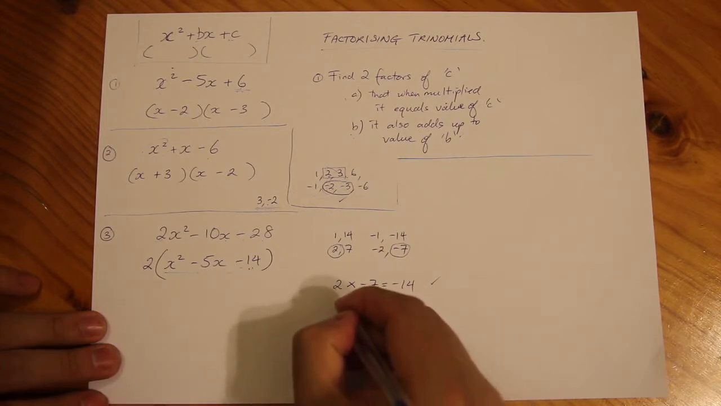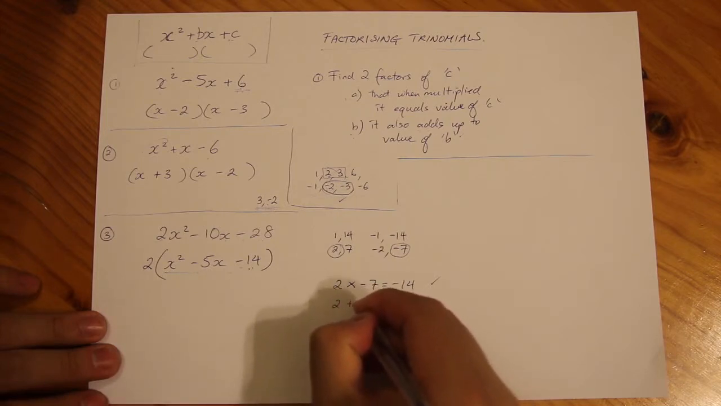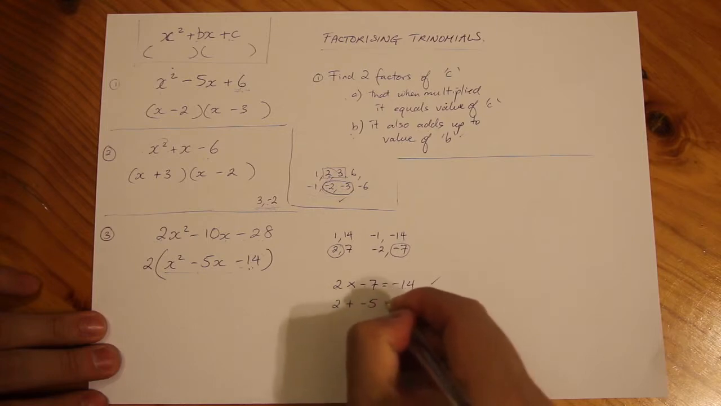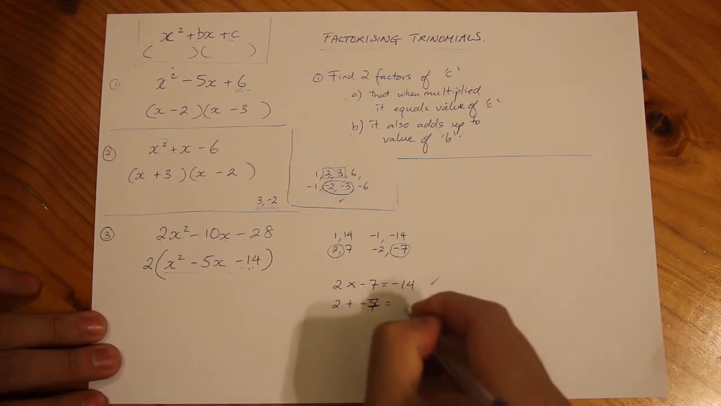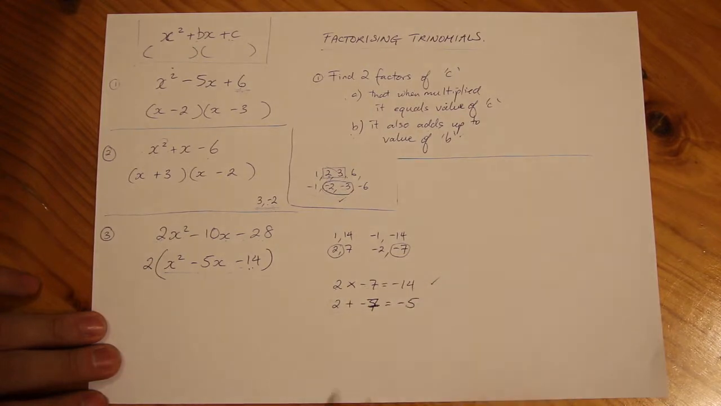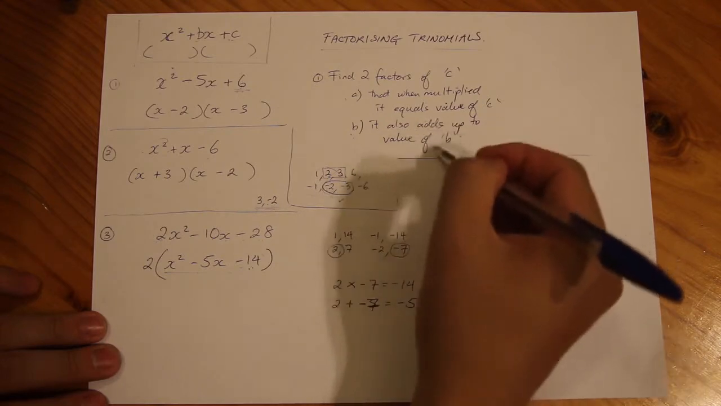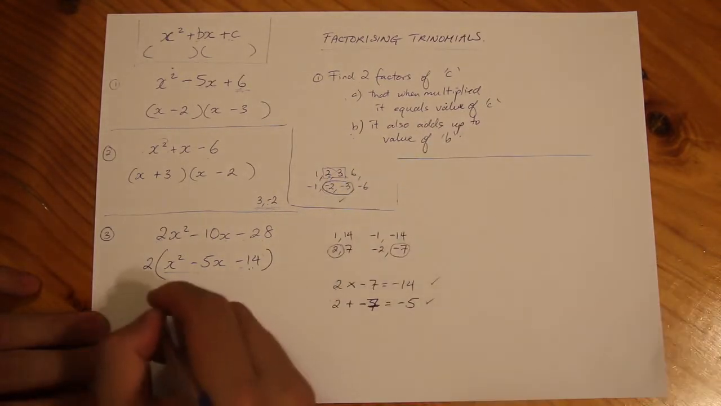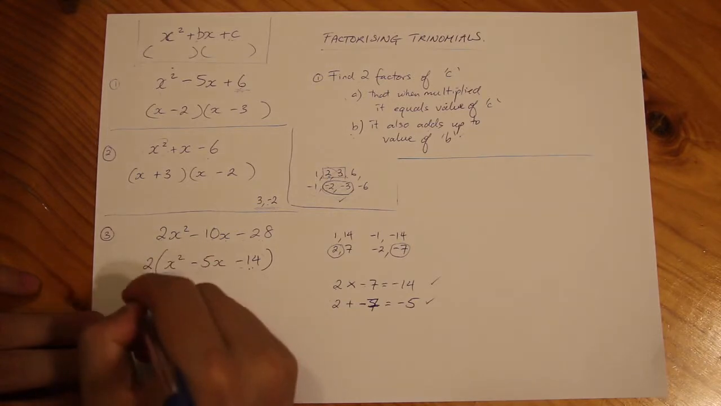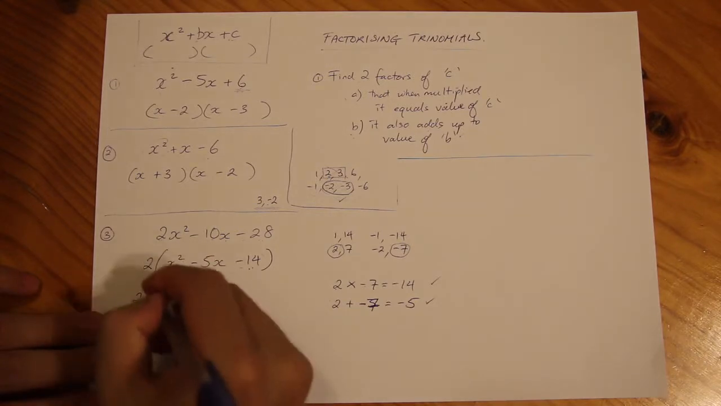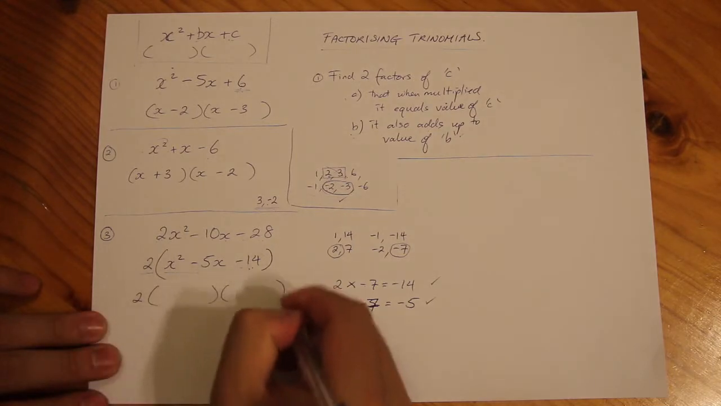So 2 plus minus 7 does equal minus 5. Okay? So it does fit the second criteria. Don't forget to still include your factor of 2. That does not get left behind.